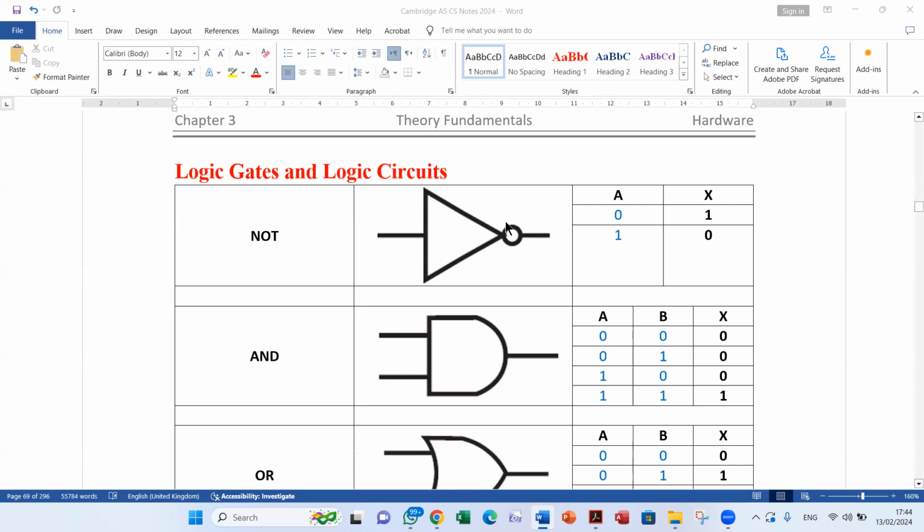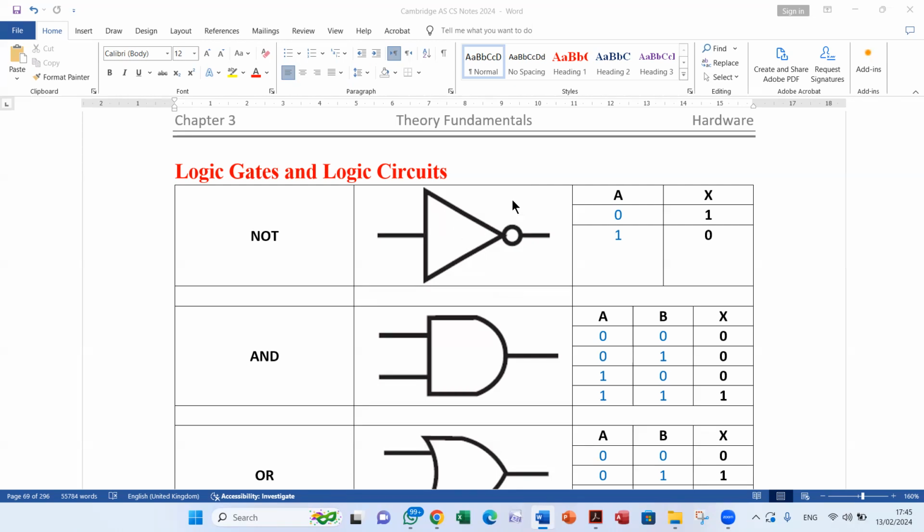So, logic gates accept ones and zeros and output ones and zeros. Logic gates only receive inputs as ones and zeros and produce outputs as ones and zeros. Okay? The simplest is the NOT gate. And you have to learn how to draw it.